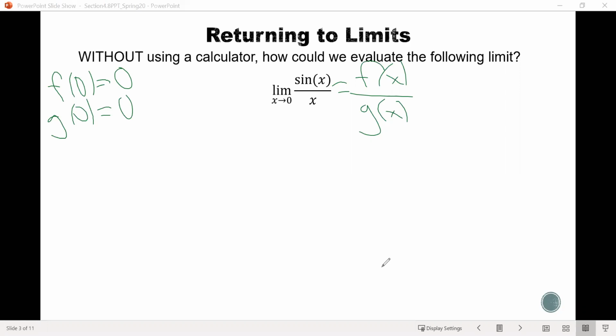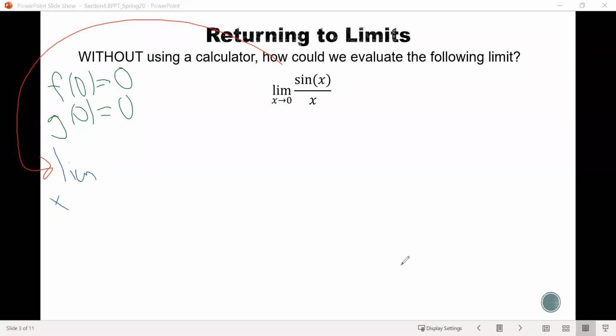I'm going to rewrite this limit here. So I'm going to take this and move it over to here. I'm going to write this limit as the limit as x goes to 0 of sine of x minus 0 over x minus 0. Notice that's a totally valid thing to do, because subtracting 0 from both the top and the bottom doesn't change the value of each. Sine of x minus 0 is still sine of x, and x minus 0 is still x, so we didn't change any values there.